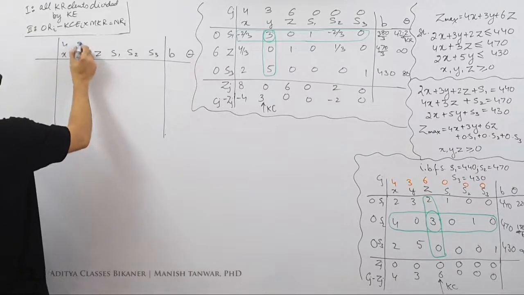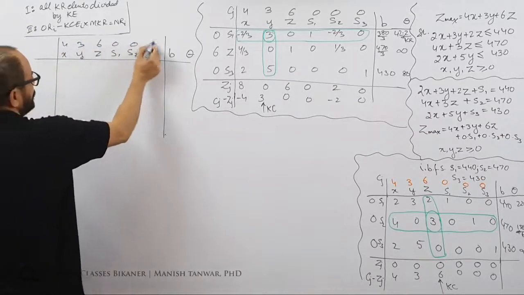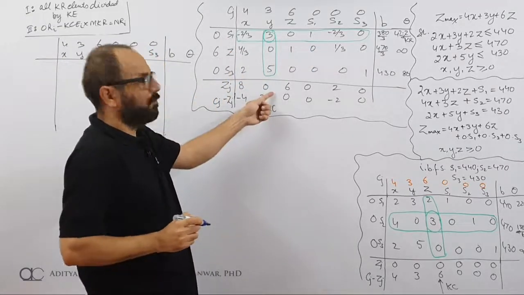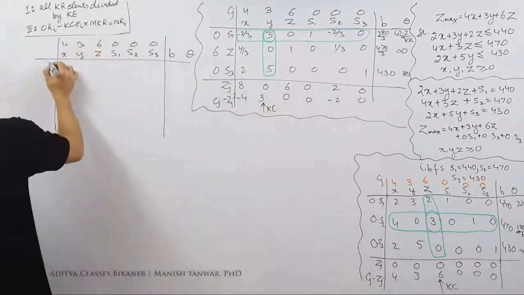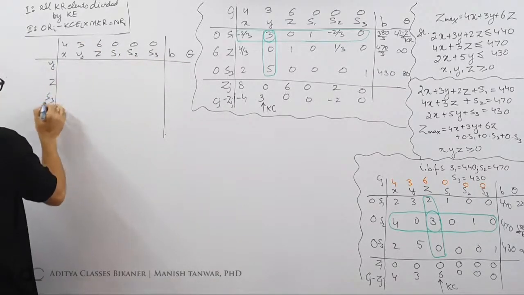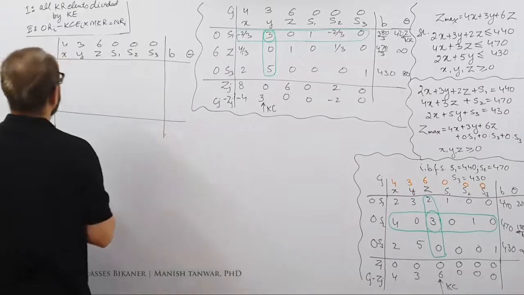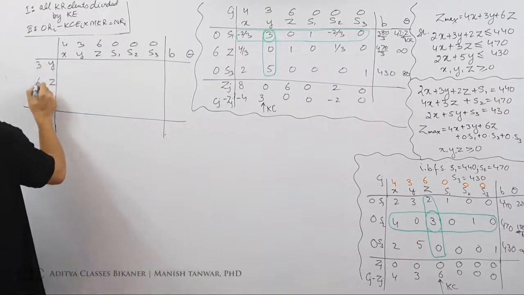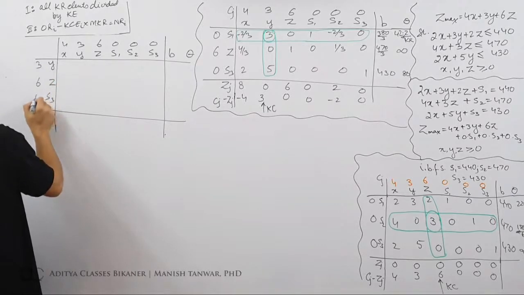Contributions are 4, 3, 6, 0, 0, 0. S1 is the outgoing variable, Y is incoming. So S1 will be replaced by Y, and the remaining two are the same, that is Z and S3. What are the contributions? Y is 3, Z is 6, S3 is 0.